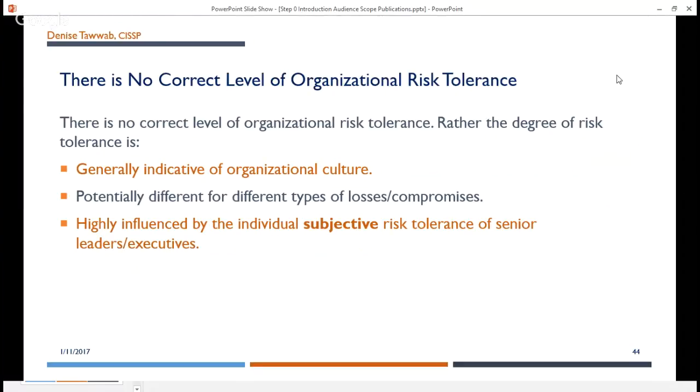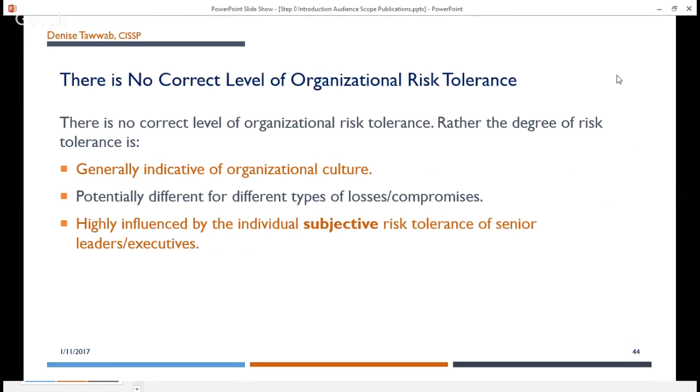The degree of risk tolerance in an organization or business is generally indicative of the organizational culture. It's potentially different for different types of losses or compromises, and it is highly influenced by individual subjective risk tolerance of your senior management. Let me say that again. There is no correct level of risk tolerance. Rather, the degree of risk is going to be indicative of your organizational culture.